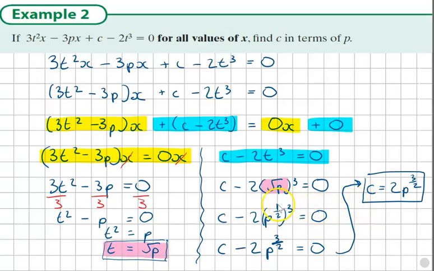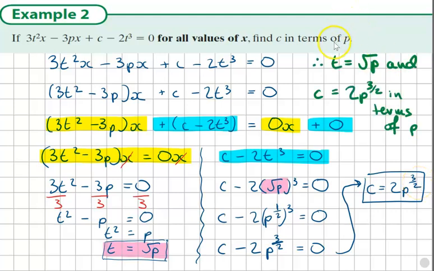So going back to our question, p to the power of a half raised to the power of 3, we're going to do a half multiplied by 3, which is 3 over 2. So c minus 2p to the power of 3 over 2 is equal to 0. And all we have to do then is take the minus 2p to the power of 3 over 2 over the equal sign. So solving for c, we get c is equal to 2p to the power of 3 over 2. And what we've done now is we've found c in terms of p. Therefore, t is equal to root p, and c is equal to 2p to the power of 3 over 2 in terms of p.